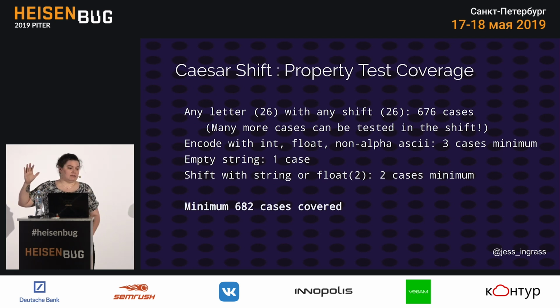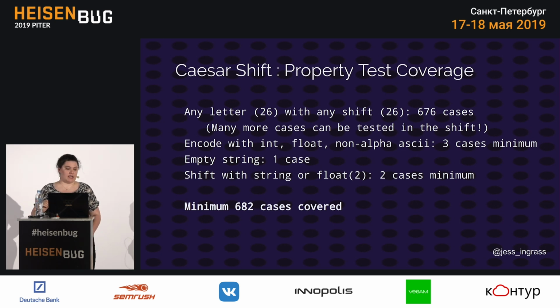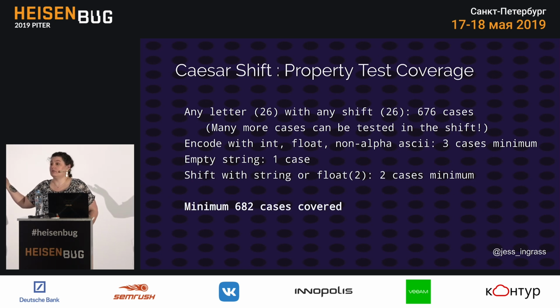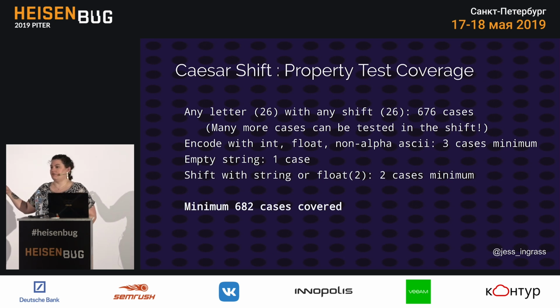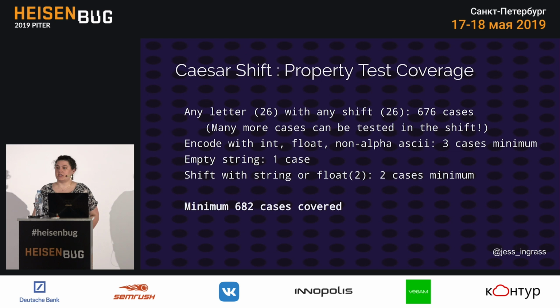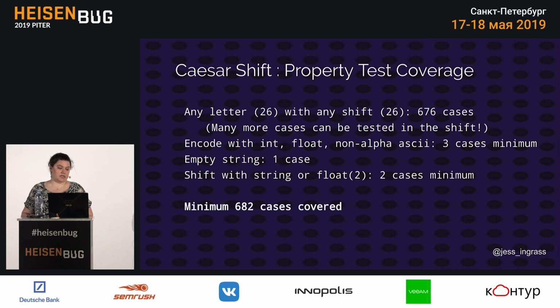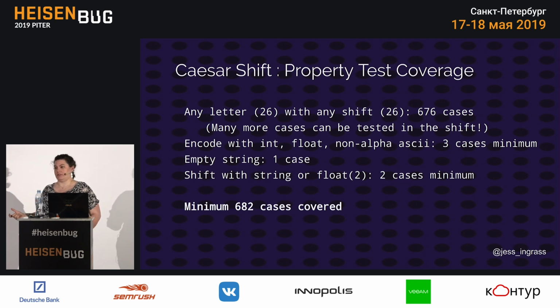Now, any letter, 26 potential letters in the combination that I have, with any shift, say I have 26 shifts, I could test more if I felt really ambitious. That's 676 cases right there, 5 test methods, right? My encode cases give me another 3 cases minimum. My empty string and my shift with a float, 2 cases. So I've got a minimum of 682 different cases covered, different test cases with 5 test methods.